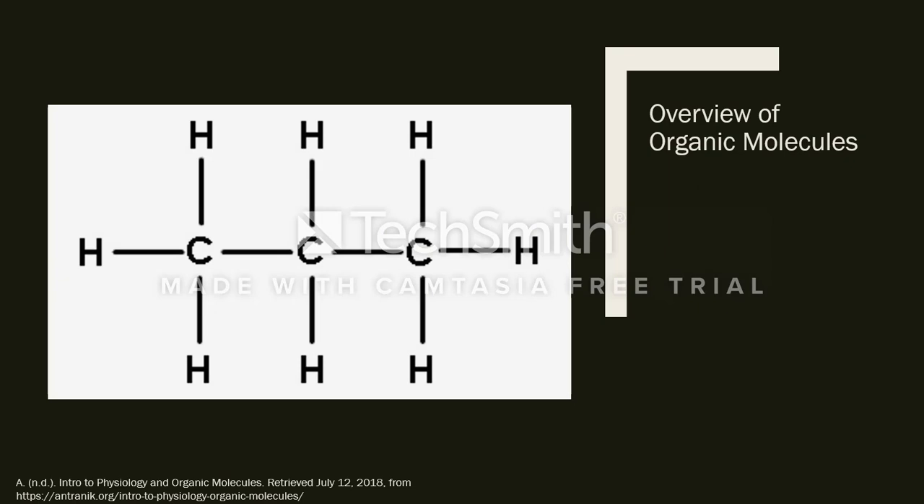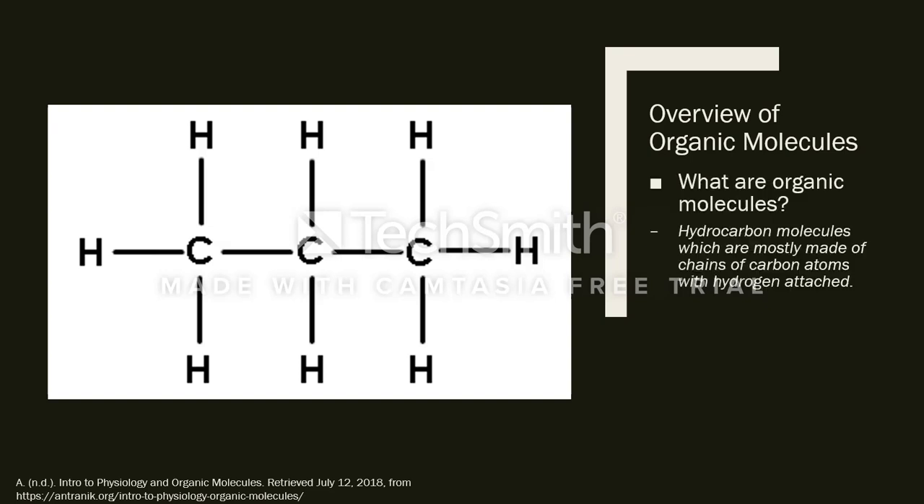Alright, so jumping right in. So a quick overview of what organic molecules are. Essentially, organic molecules are hydrocarbon molecules, and there are four major types of these organic molecules, which we just talked about, which are carbohydrates, lipids, proteins, and nucleic acids. So one thing you need to remember is that organic molecules are mostly made up of chains of carbon atoms with hydrogens attached.